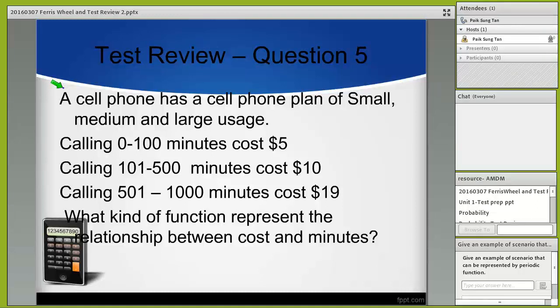Because there is a range of minutes that you call and it costs the same, right? So within that range of minutes, it doesn't matter whether it's 5 or 10 or 20 or 50.